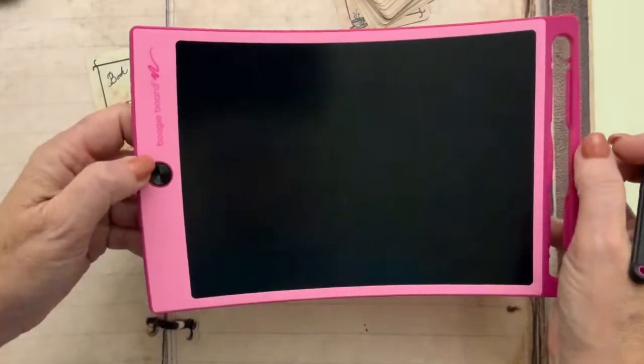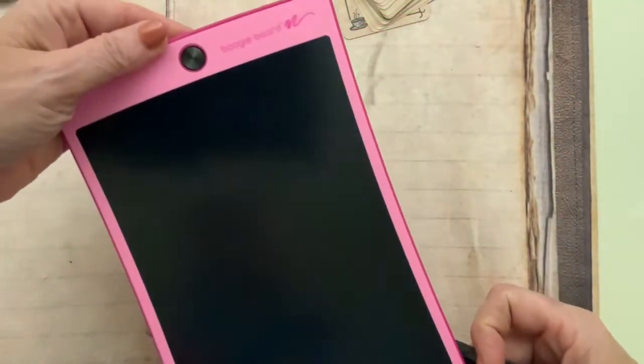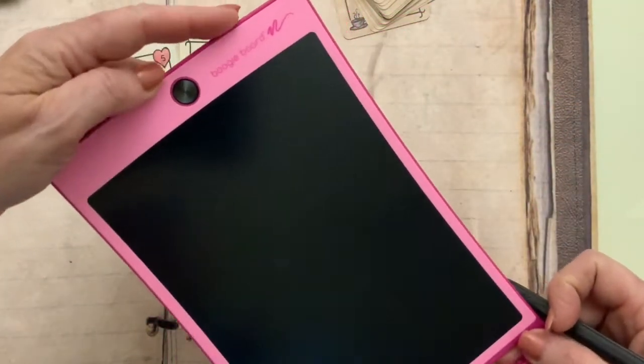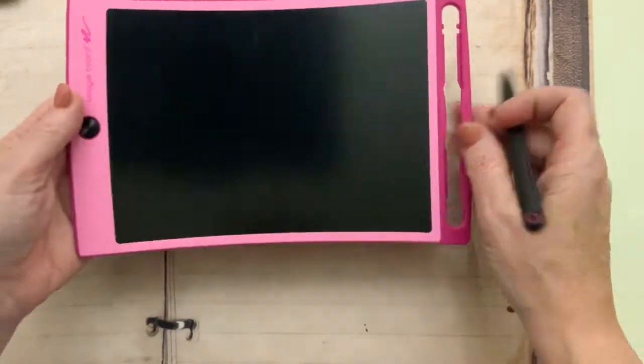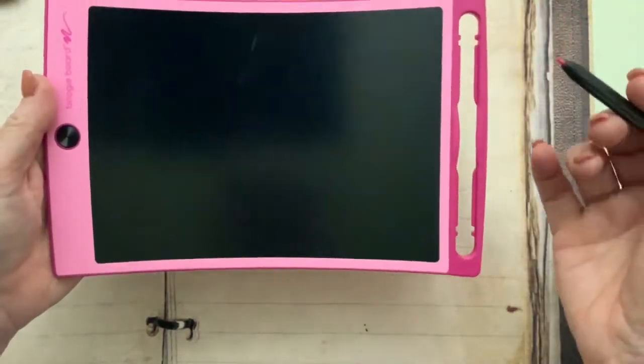Basically, this would have to be one of the best things I've bought recently. They call it a boogie board, and you can get them on all those Chinese marketplaces, which is fabulous. It's an LCD screen, and you just press a button and away it goes, and it's brilliant for people like me.